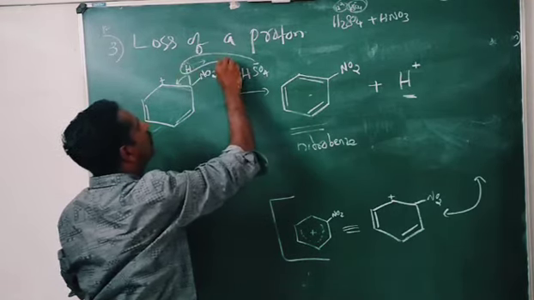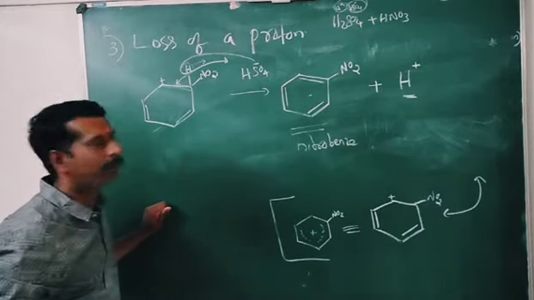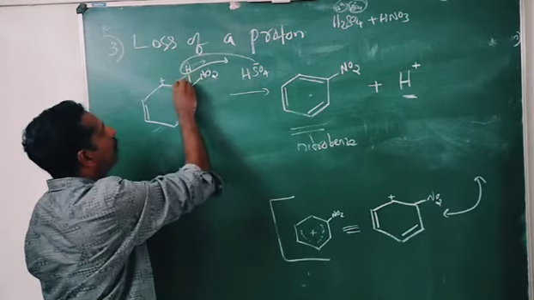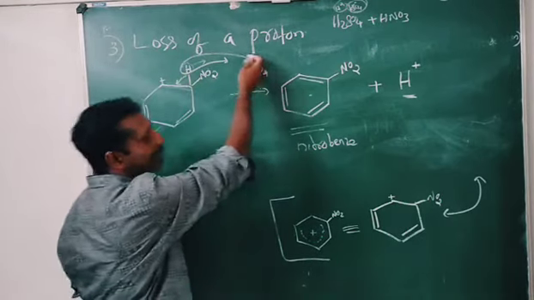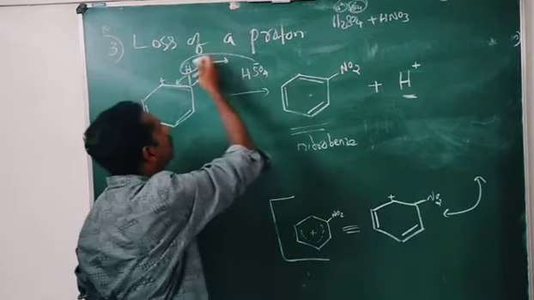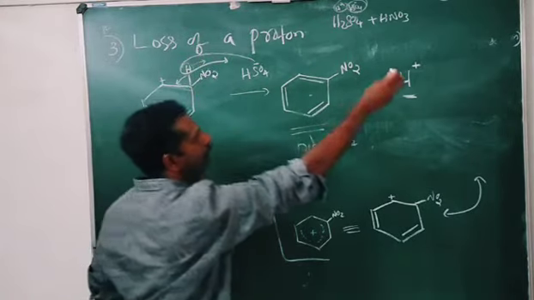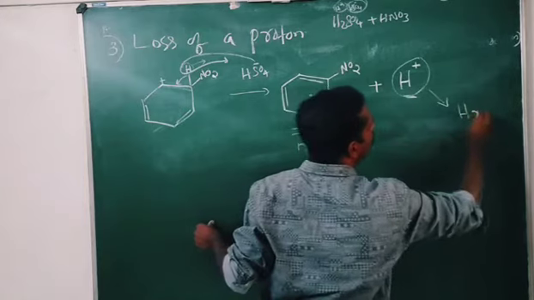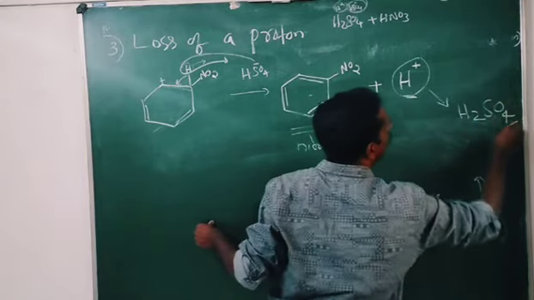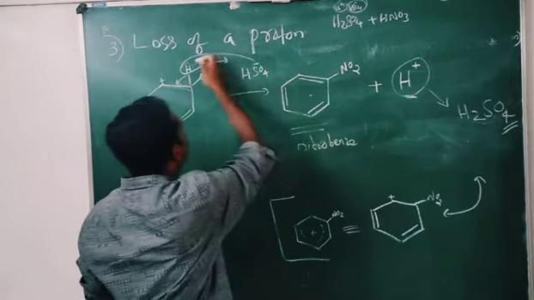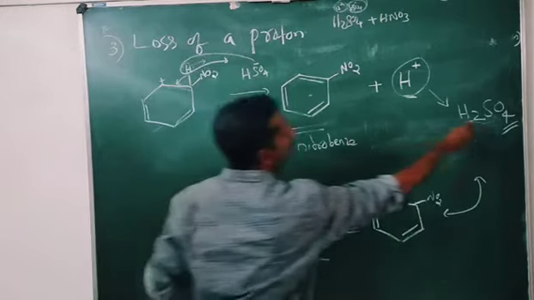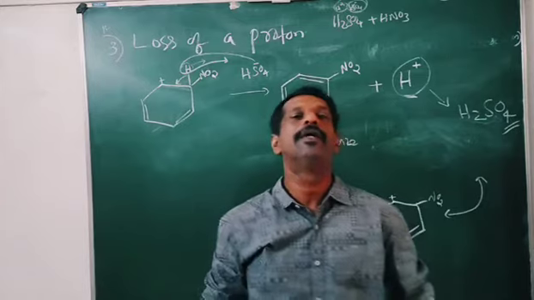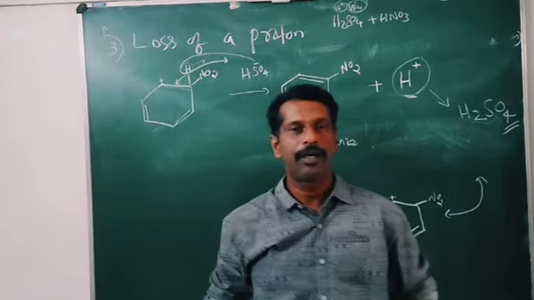Actually, this is what is happening. When HSO4 minus abstracts the proton, the bond will be shifted to here. So what will generate back? HSO4 minus abstracts the H plus and changes into H2SO4, so we get back our H2SO4. This is the overall reaction, the mechanism of nitration. Hope it is clear for you.